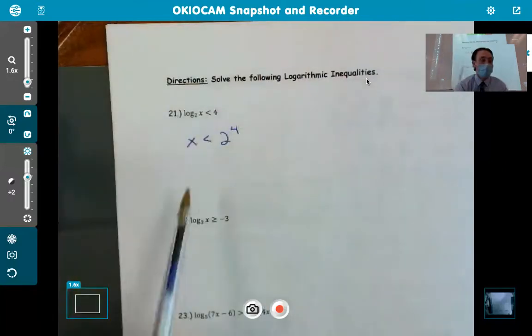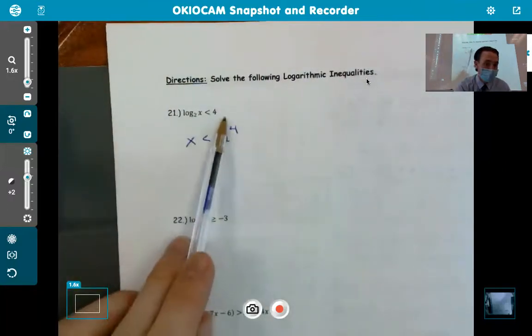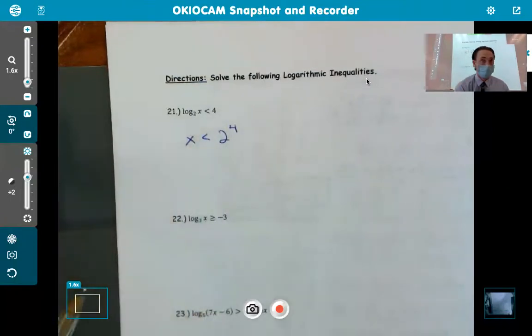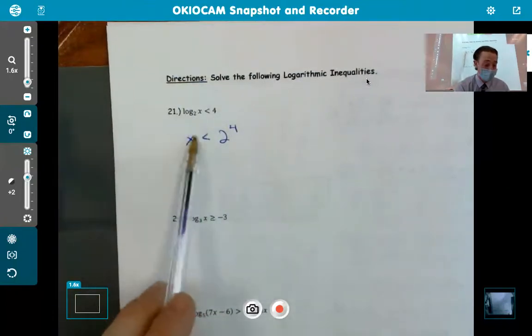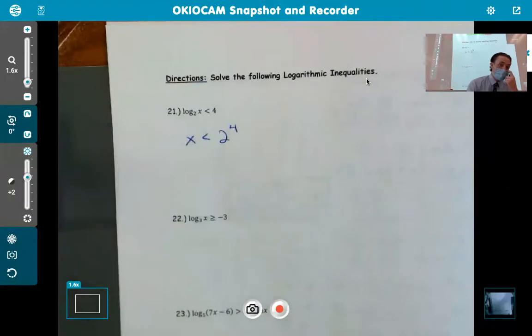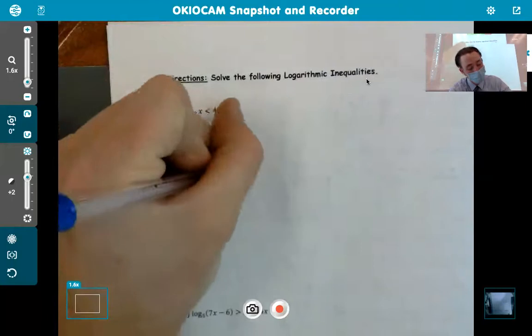Exactly. It's always going to be whatever that base is raised to this number. That'll never change when there's 1 logarithm involved. And you can keep your x on the left-hand side of the inequality as is. Okay. Bless you. So first step, again, rewrite it as an exponential. What is 2 to the 4th power? 16. So I have x is less than 16.